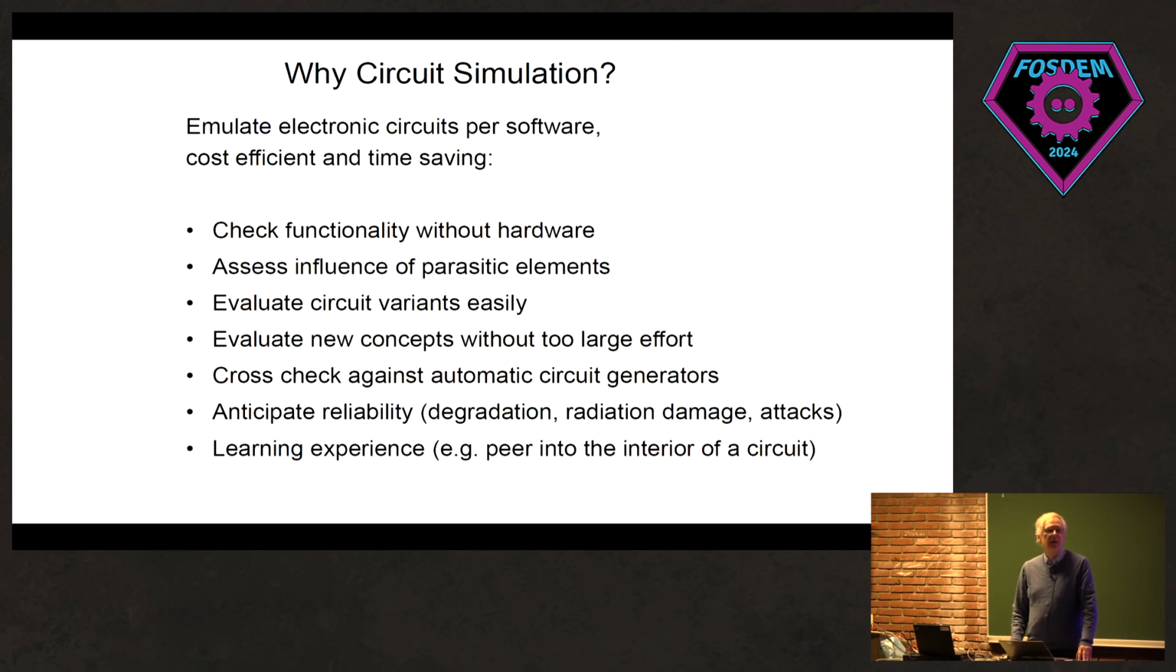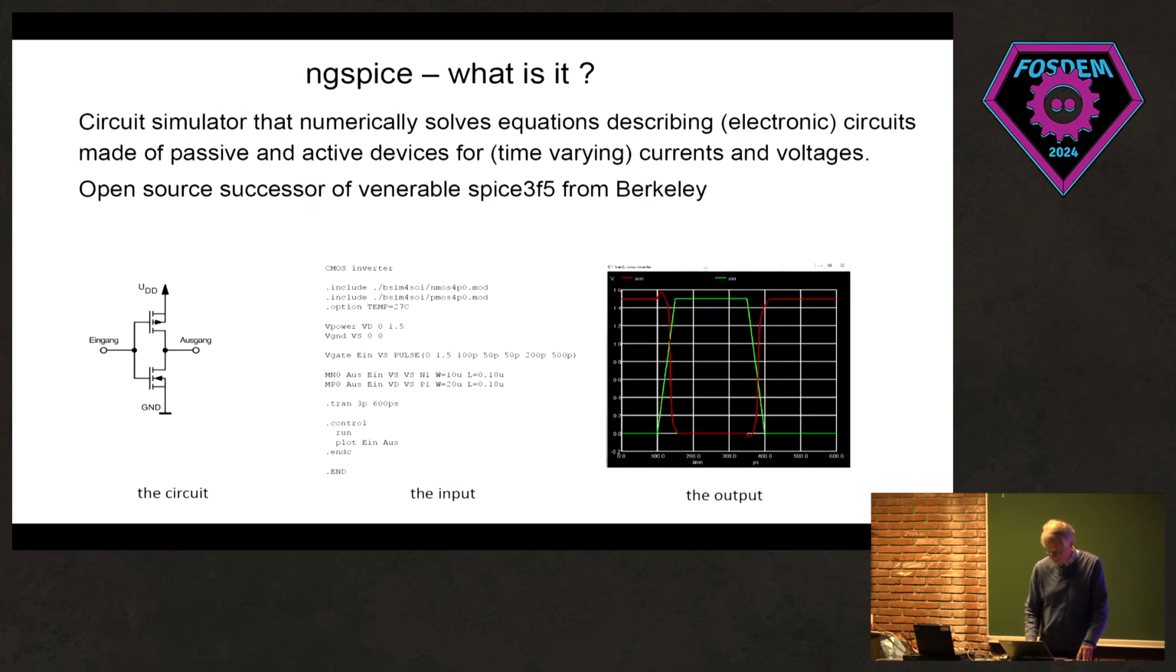You can cross-check against automatic circuit generation as a final simulation test. You can anticipate reliability, make degradation simulations. And it's a good learning experience because you can look into a circuit without using hardware to do so. You can see voltages and currents in different branches, and this is very interesting.